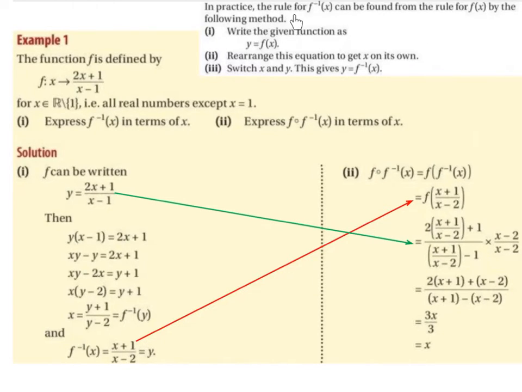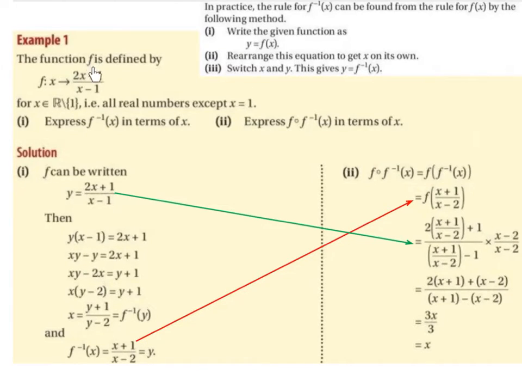In practice, the rule for the inverse function can be found from the rule for f of x by the following method. Step 1, write the given function as y equals f of x. Step 2, rearrange this equation to get x on its own. Step 3, switch the x's and the y's. This gives the inverse function.